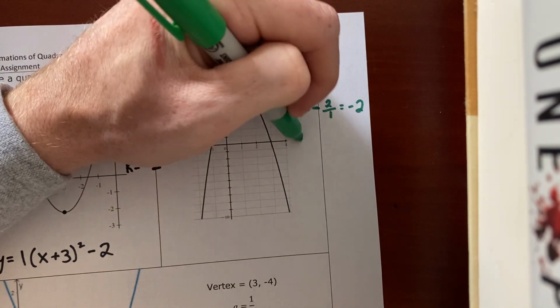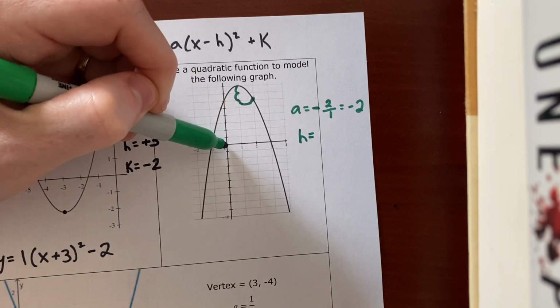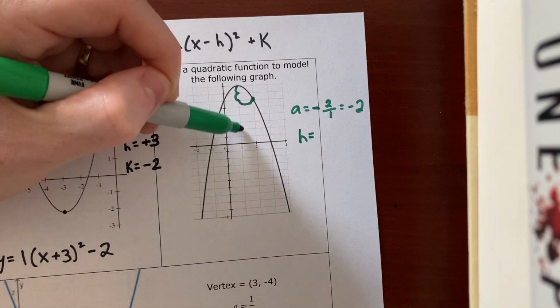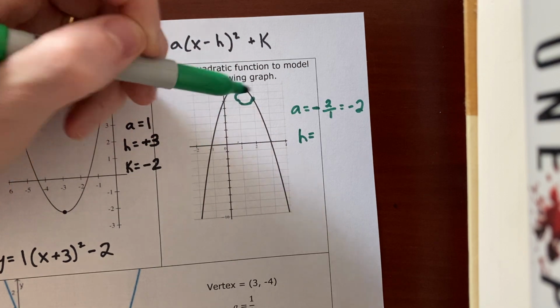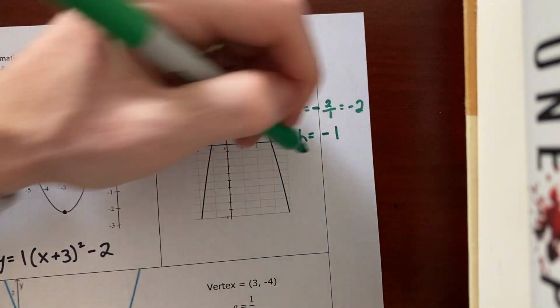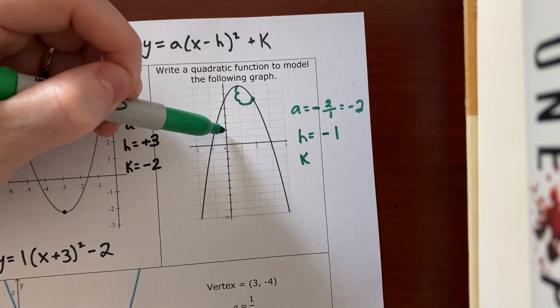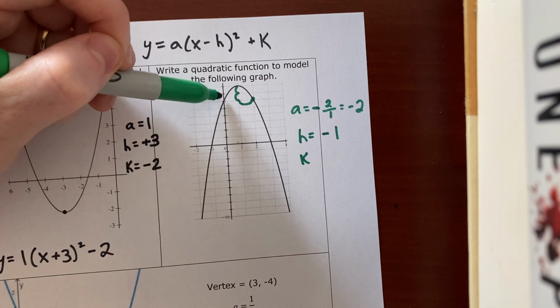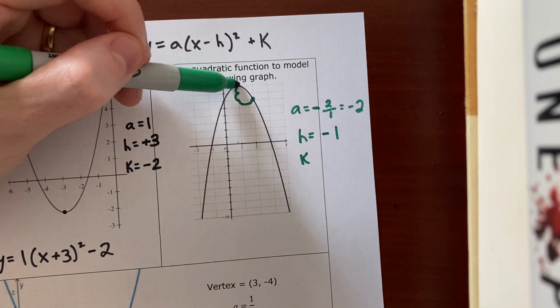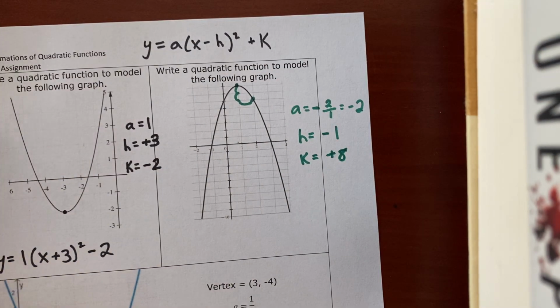All right, now let's look at h. Let's see, did we shift left or right? Remember, we always start at the origin. It looks like we went right 1 unit, right? The vertex is right 1 unit. Since it's right, it's a -1. And then lastly, k, start at the origin. It looks like we got shifted up 1, 2, 3, 4, 5, 6, 7, 8 units, right? The height is 8, and it's a positive 8 because you went up.